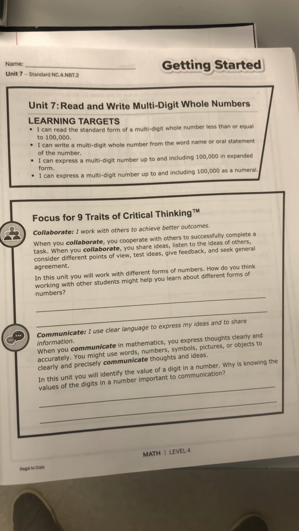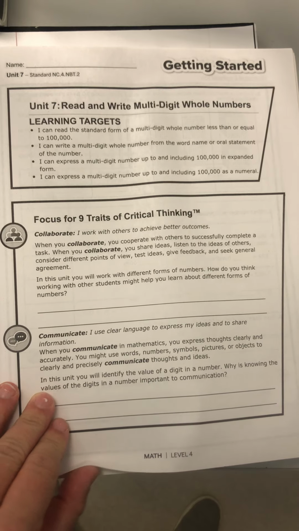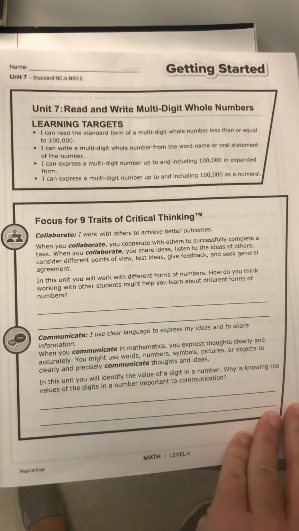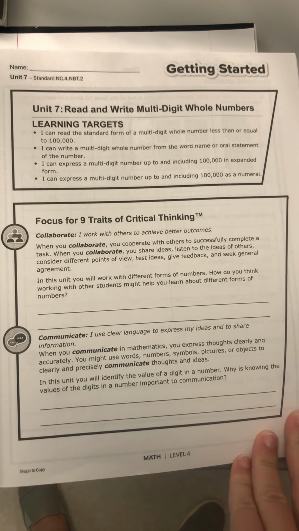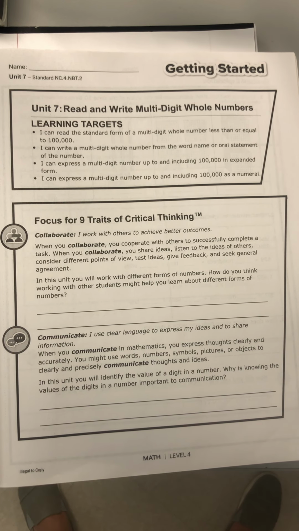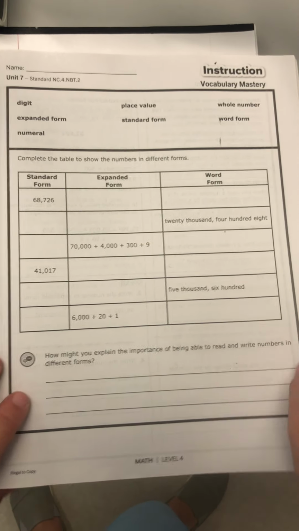It says in this unit you identify the value of digits in a number. Why is knowing the value of a digit in a number important for communication? If you don't know the value, then you might get the wrong answer. So knowing the value helps you say the number. It helps you figure out when you're adding something up what place it should be in. So it's important to know the value, and what that number is.